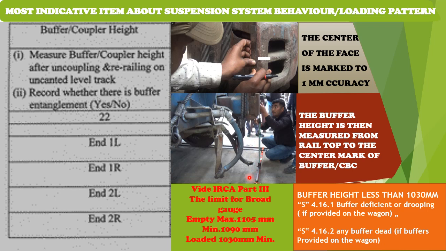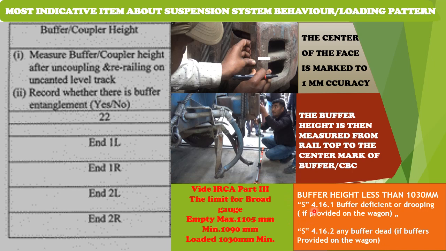The standard height as per IRCA Part 3, the limit for broad gauge in case of empty is 1105, minimum 1090 required for empty wagon, and in loaded condition it should be 1030 and not less than 1030, because if it is less than 1030 the buffer is known as either drooping or dead, as notified by Chapter 4 of IRCA Part 3 under Rule S 4.16.1 and 4.16.2, because S has been prefixed with this rule.